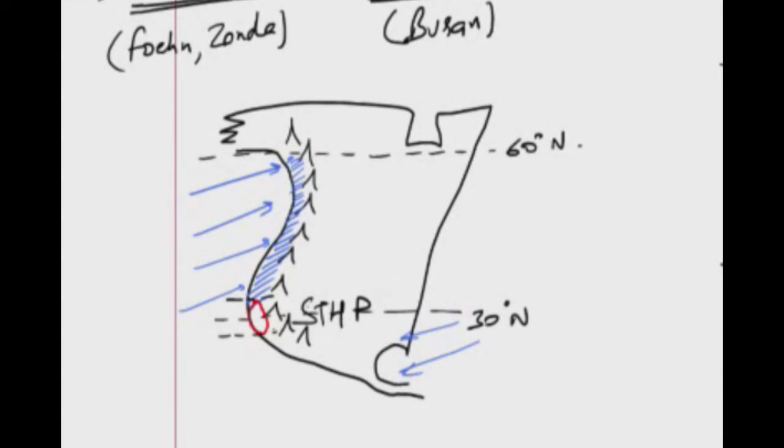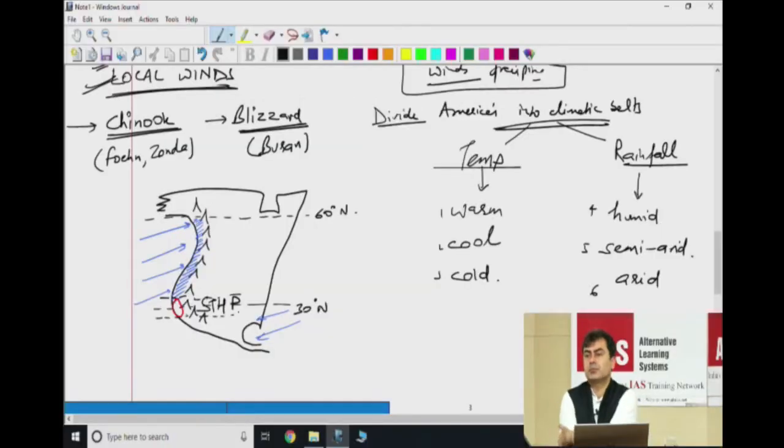Is this subtropical high pressure belt always stationary? What happens to this belt? It shifts northward and southward. So I want it to shift southward. I want the subtropical high pressure belt to shift southward. Which season would it be in North America when it shifts southward? Winter. Why winter? Because sun would have shifted down, it has gone in the southern hemisphere.